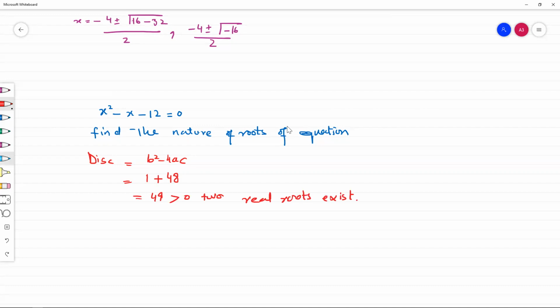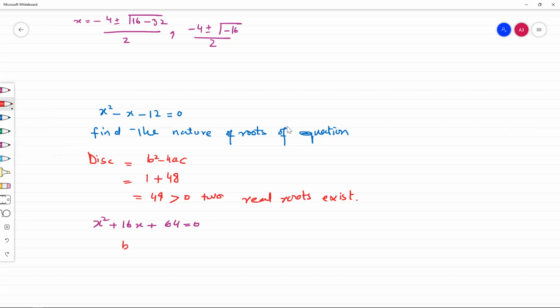For another question, for example, x square plus 16x plus 64 equal to 0. How can we find the nature of the real roots of this equation? Same statement.